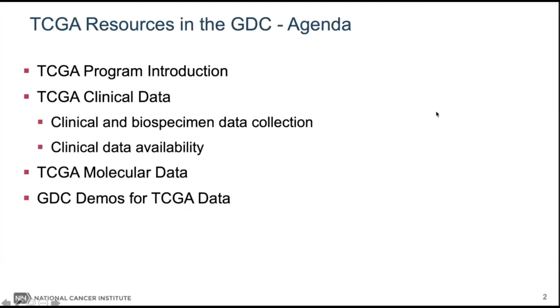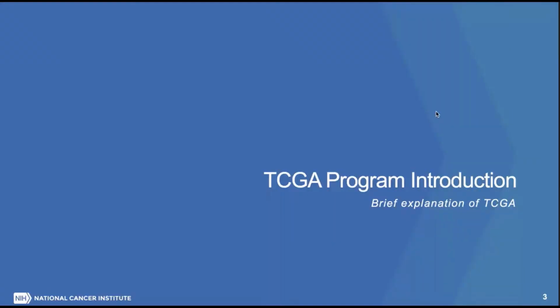First, I'll go through our agenda very briefly. We're going to have Tara introduce the TCGA program, as well as how the TCGA clinical data is collected and made available in the GDC. After that, I'm going to give a small introduction to what molecular data is available from TCGA in the GDC, as well as give a few small demos on how to retrieve TCGA data from the Genomic Data Commons. With that, I will hand things over to Tara.